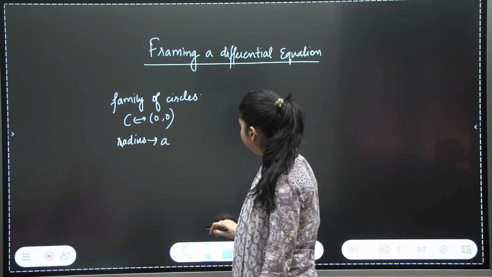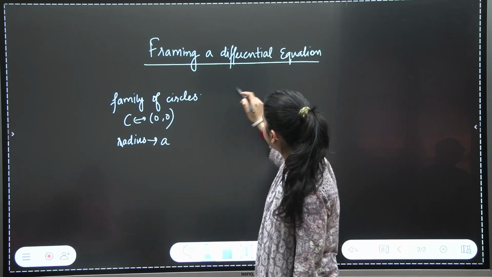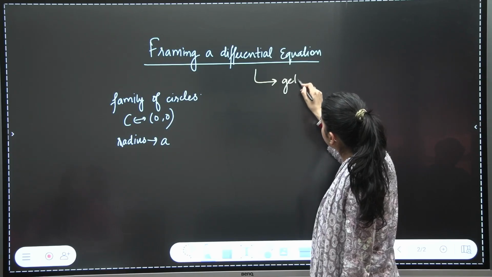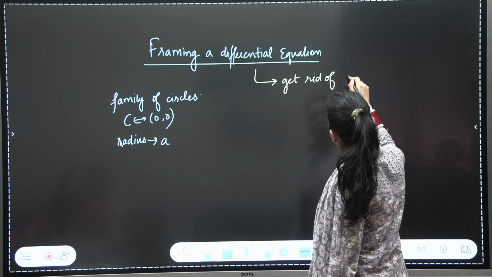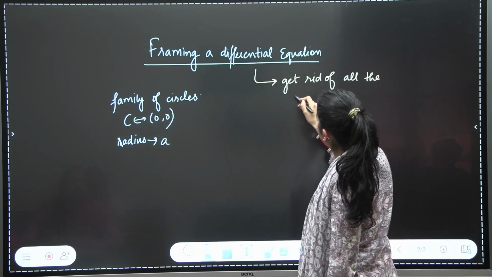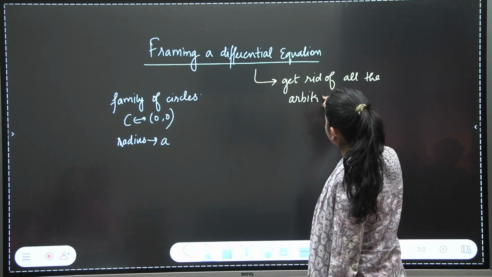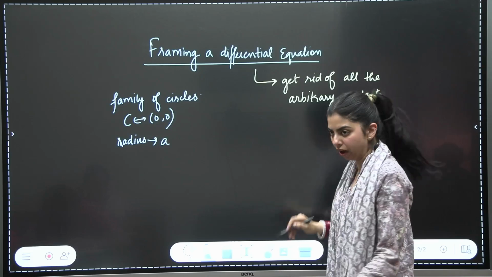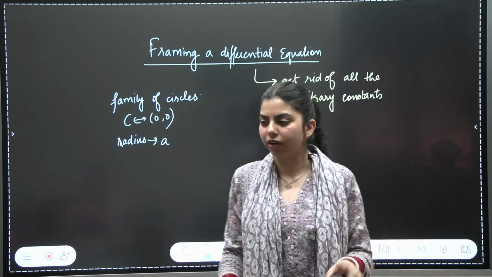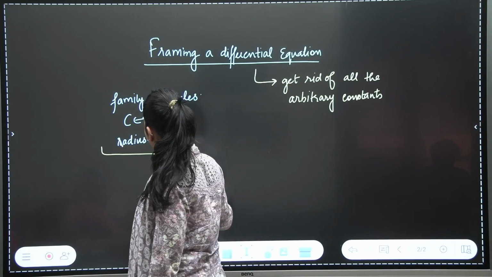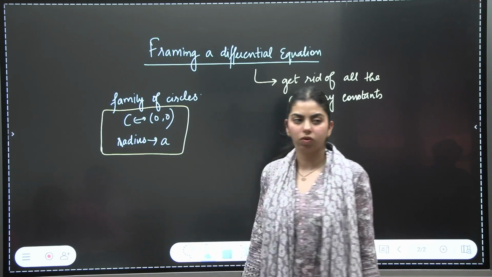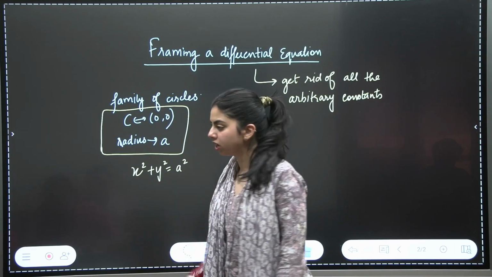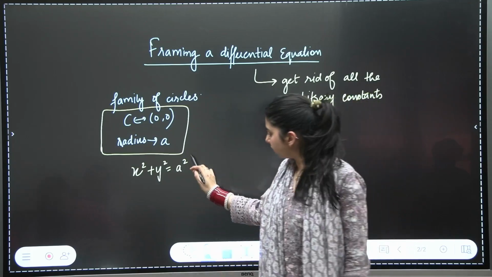There is just one rule that you have to keep in mind when you are working on framing a differential equation, and that basic rule is, number one, you want to get rid of all the arbitrary constants. I'll tell you what that means. Can you tell me the equation of a circle centered at origin with radius 8? x square plus y square is equal to a square. Now the arbitrary constant here is a.